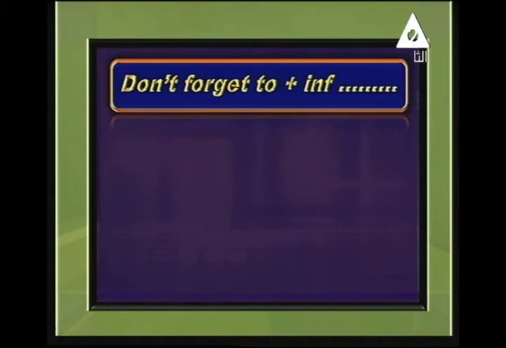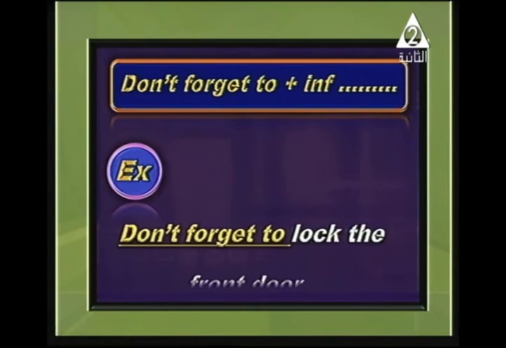Don't forget to plus infinitive. برضو دي من التعبيرات بستخدمها للتأكيد. Example. Don't forget to lock the front door.